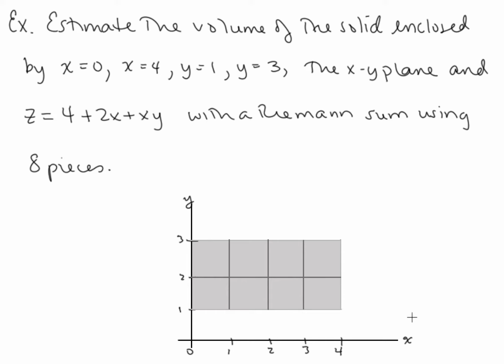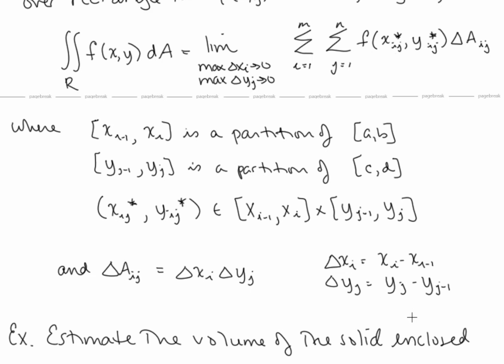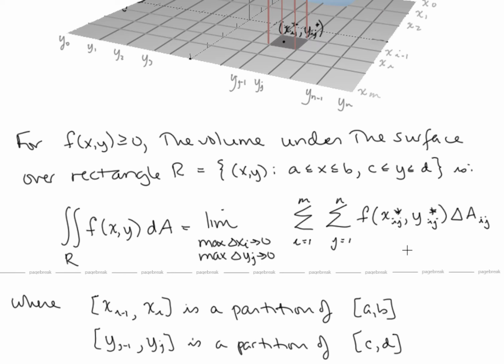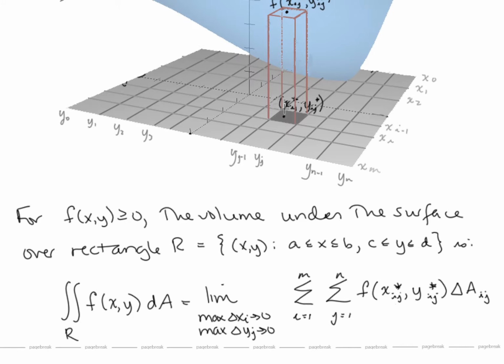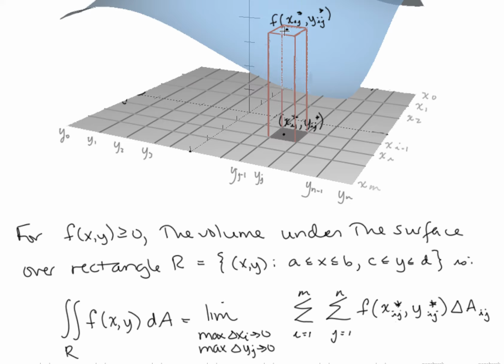But notice that it's not telling us where we should be evaluating the function to get the height. Remember that in the formula for our Riemann sums here, we have this point xij star, yij star. That is the point in that subrectangle at which we are evaluating the function and using that function evaluation as the height of our rectangular box.